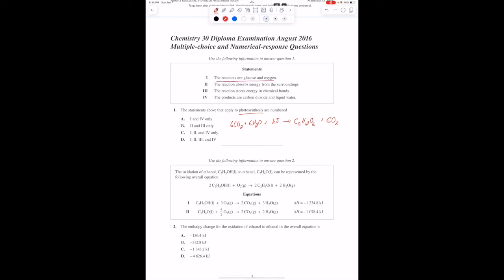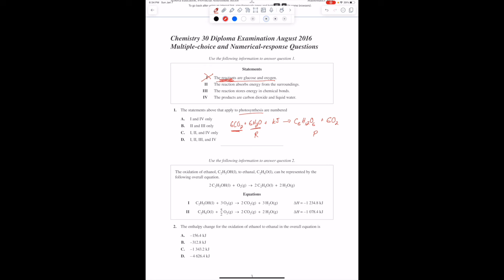The reactants are glucose and oxygen. Oh, so here's what I would do right now. Even though I know this, I'm going to just write down those are reactants, those are products, because this is a diploma. And what if I'm nervous and I just start making stupid mistakes? So I just write that down. Okay, the reactants are glucose and oxygen. No, they're CO2 and H2O. So that is false. Not going to trick me on that one.